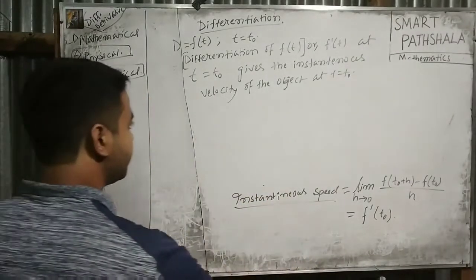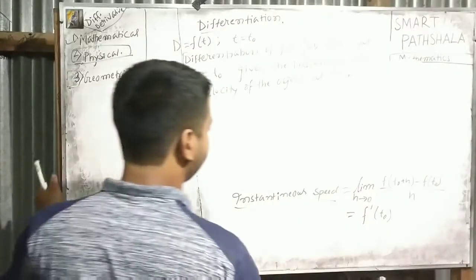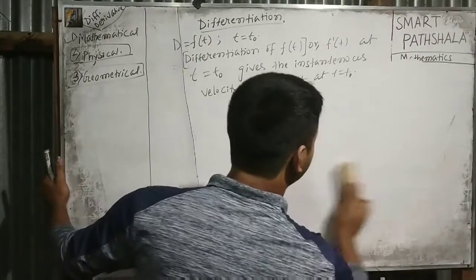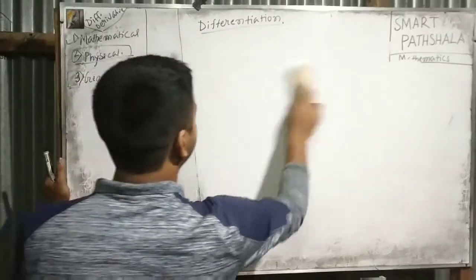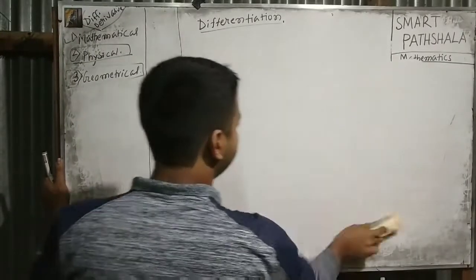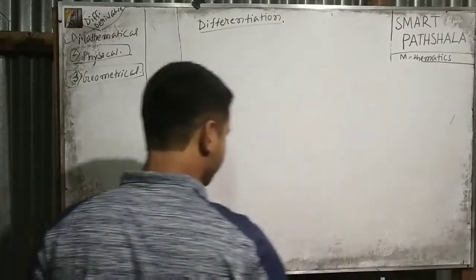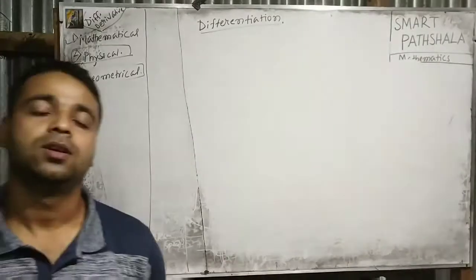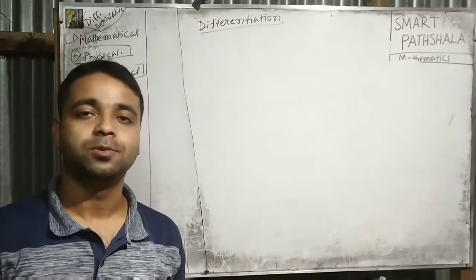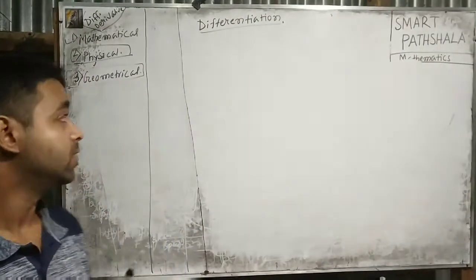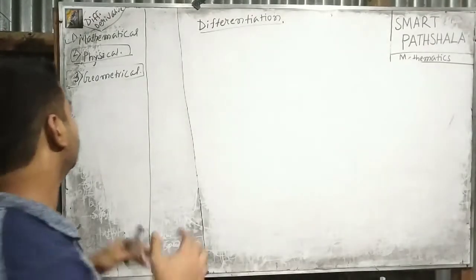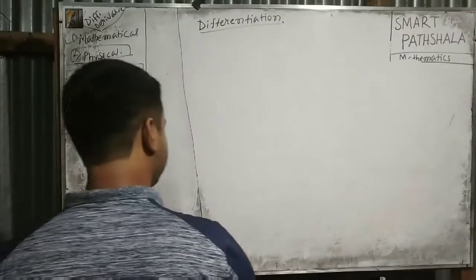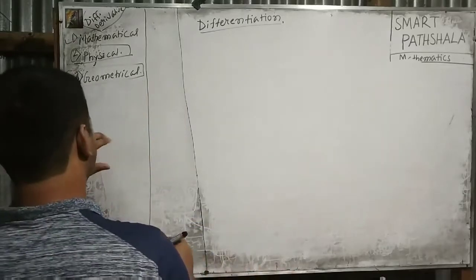Now let's study the geometrical definition. Remember, every point in this universe can be defined by geometry, because geometry is such a beautiful element of mathematics that you can define anything with the help of geometry. Now the geometrical approach. Let us define differentiation using geometry, right?